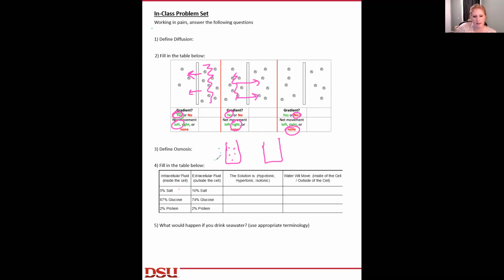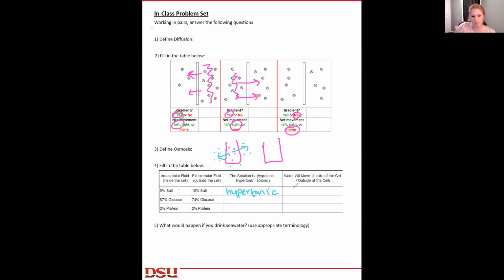And outside, I just made 10. I have 10%. What kind of solution is this? Where's water going to want to go? Well, outside of the cell actually has a higher concentration of salt than inside the cell. So this solution is hypertonic because there's more solute outside. If that's the case, where's water going to want to go? It's going to want to go from where there's not a whole lot of solute to where there's a lot. And so water is going to want to go out in this direction.